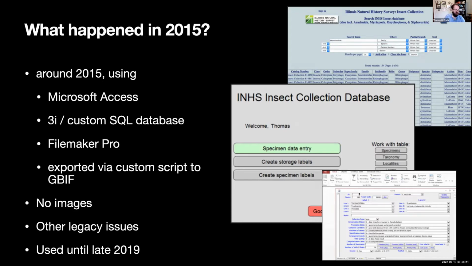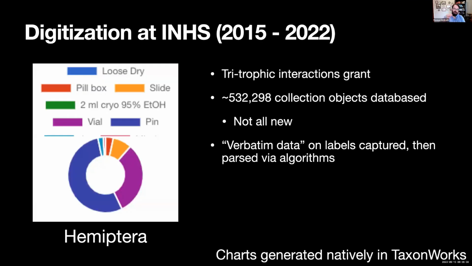This did not include any images or image links. None of our databases could handle images. There were a lot of other legacy issues with these databases. It was a little bit confusing to use 3 different ones, and they had to work together. And we continued to use this until late 2019, while TaxonWorks was still being developed.